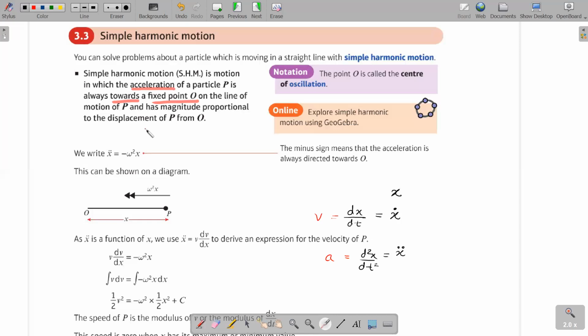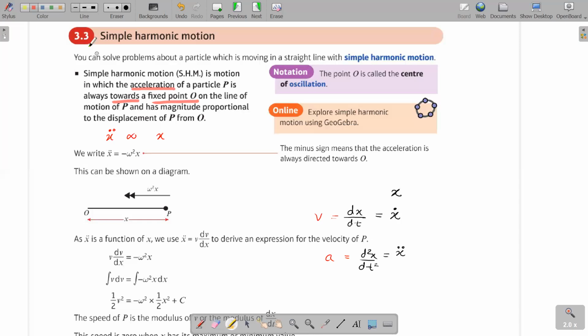Omega is a constant. Why? Because they say here the acceleration is proportional to the displacement, isn't it? X is the displacement from the point O. And then the constant. So to remove the proportional sign, we have put the constant. So it's a negative constant. Why is it a negative constant? Because the acceleration should be directed towards the origin. So the constant is used to get rid of the proportional sign to make it equal.